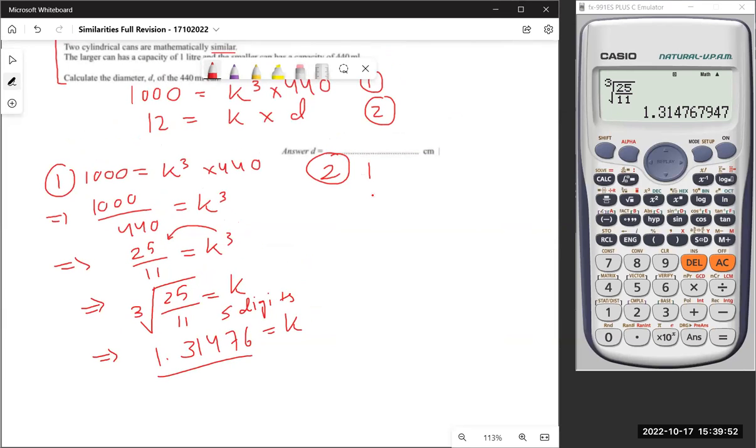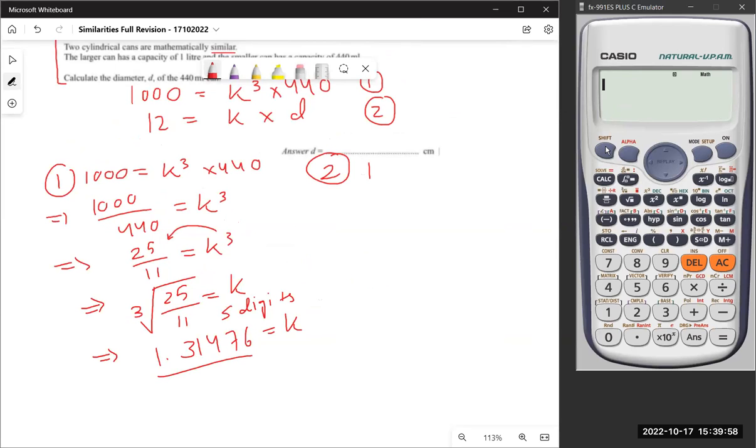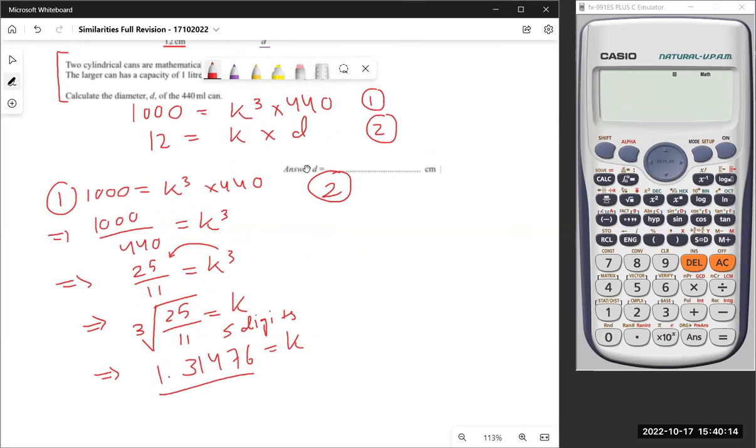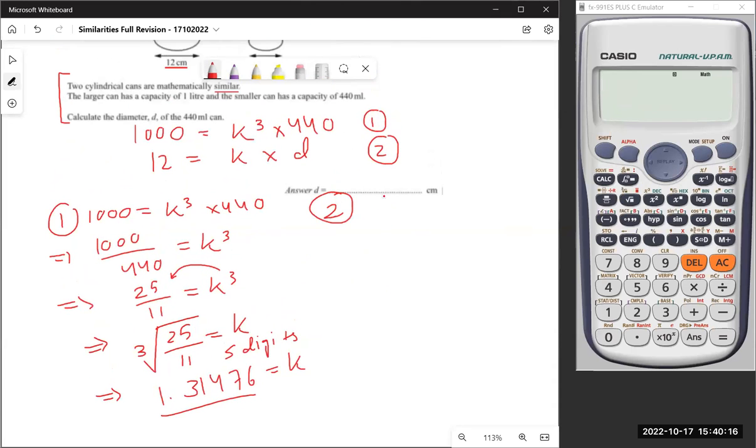Sir, teach me how to lift the 3 up. I'll tell you. So, on your calculator, press shift, and then press root. Done. Yes, sir.